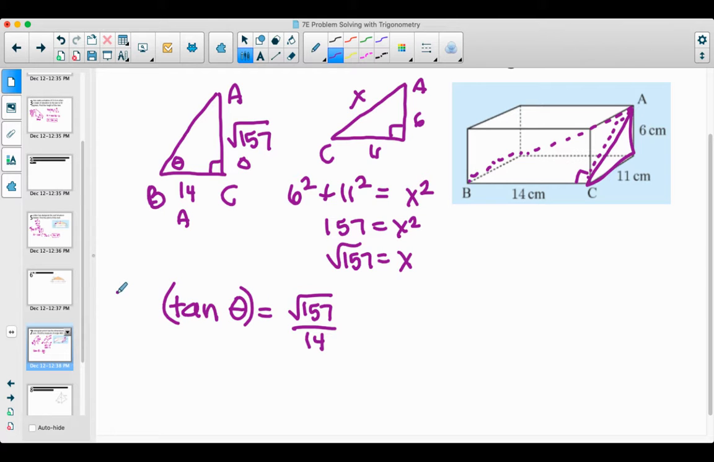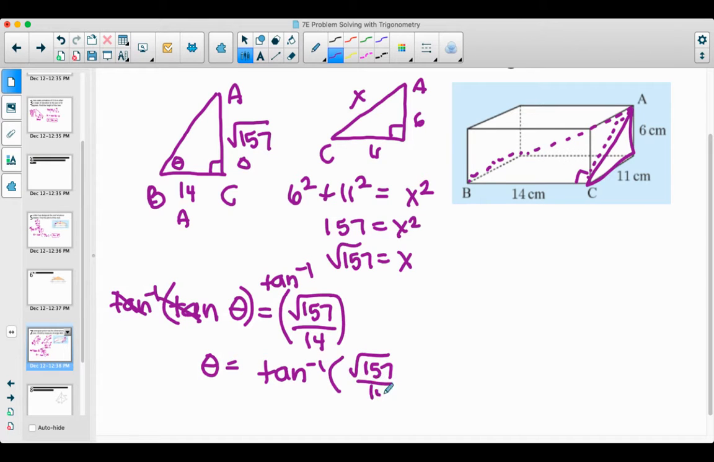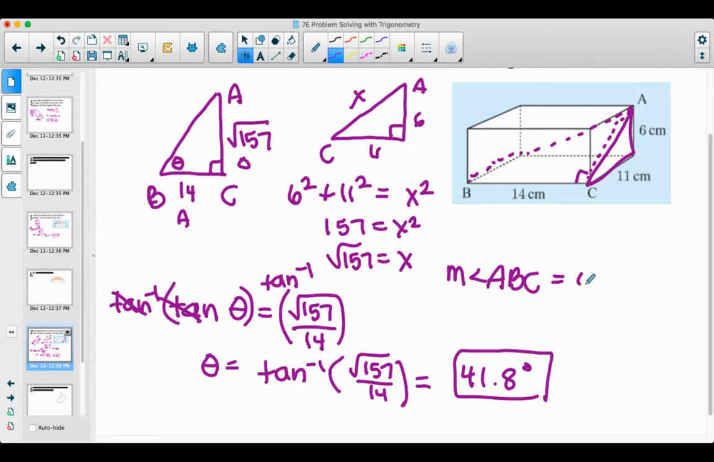And then we have to do the inverse to get rid of that tangent. So do the inverse on both sides. And that gets rid of my tangent. So I have theta is equal to tan to the negative 1 of the square root of 157 over 14. And when we calculate that in our calculator, we get, to 3 sig figs, 41.8 degrees. And so we could say the measure of angle ABC is 41.8 degrees. And that's your answer.